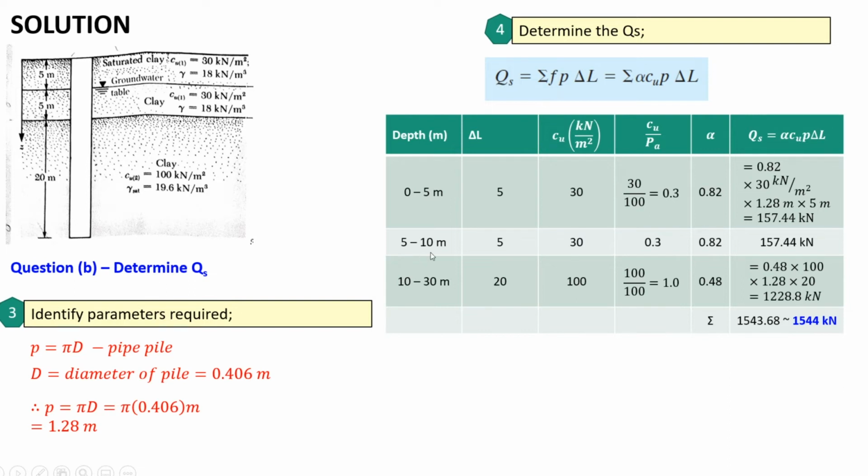Now go to the next layer. The delta L is still 5 meter. You can see here that the thickness is 5 meter. Since you have the same value of alpha, you will also get the same value for the QS, because the delta L is also similar to the first layer.